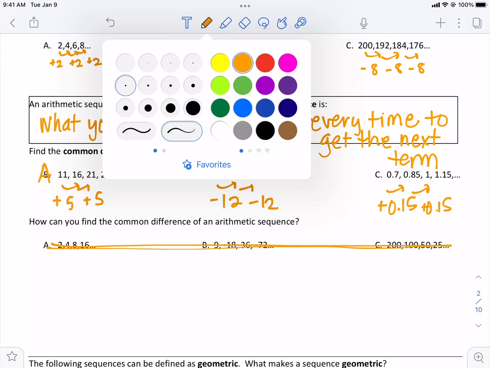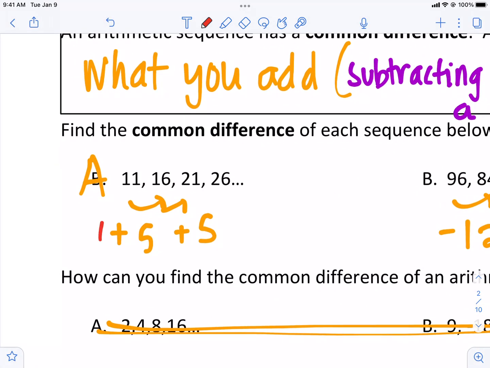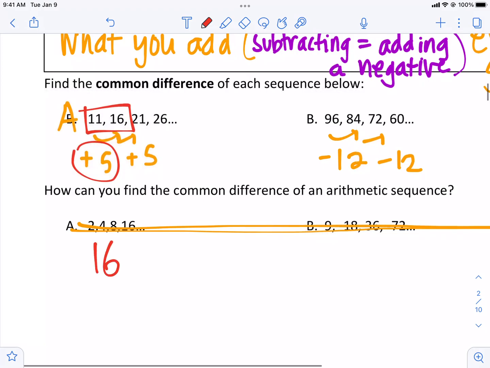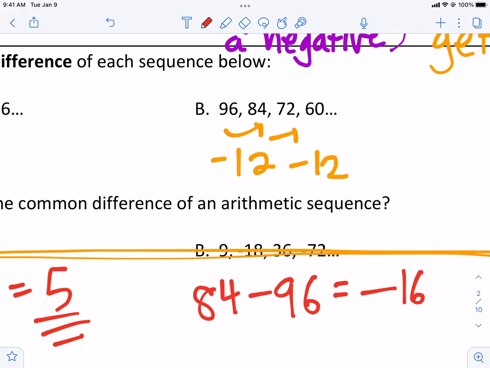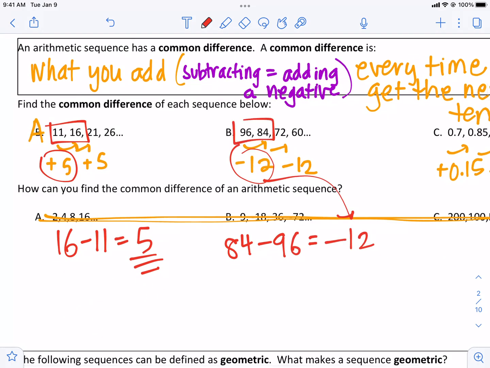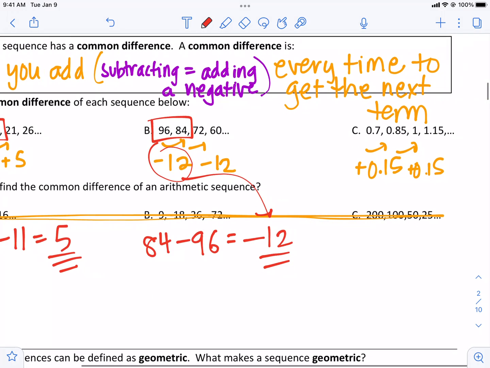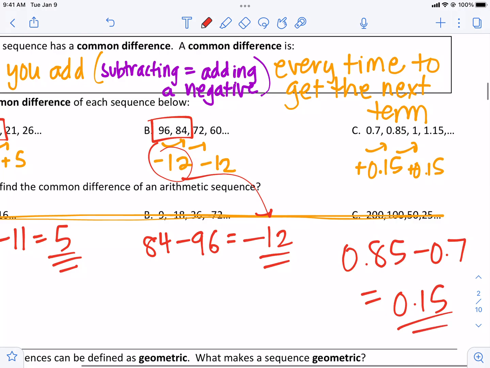Okay, so one easy way to figure out that this common difference was 5 is just take any number and subtract the one before it. And that works here as well. If you take 84 minus 96, you get that common difference of negative 12. Okay, so again, if you take any number and subtract the one before it, here it works as well. 0.85 minus 0.7 equals your common difference of 0.15.